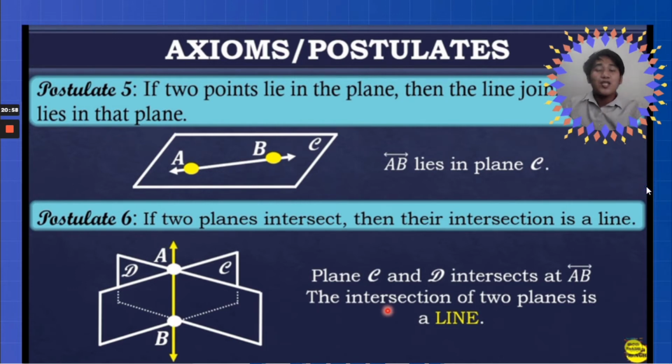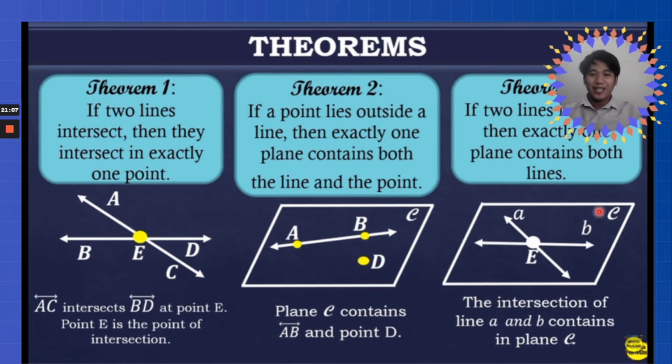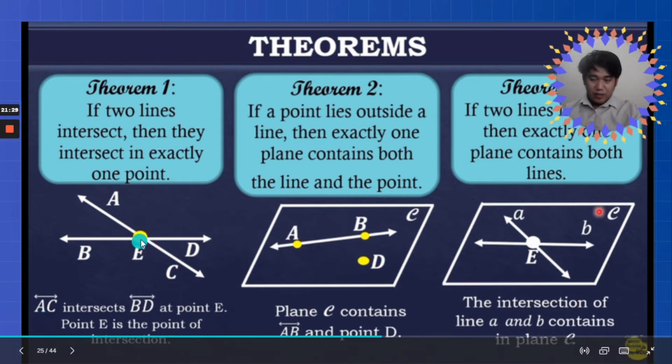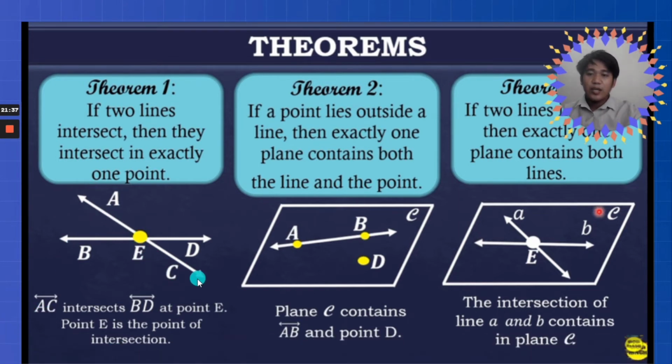Now let's proceed with theorems. For theorems 1, 2, and 3, we're talking about lines, points and planes again. Theorem number 1: if two lines intersect, then they intersect in exactly one point. This is a theorem that we need to prove. Let's say we have point E. Point E will be the intersection of line AC, we have line AC here, which intersects with line BD.